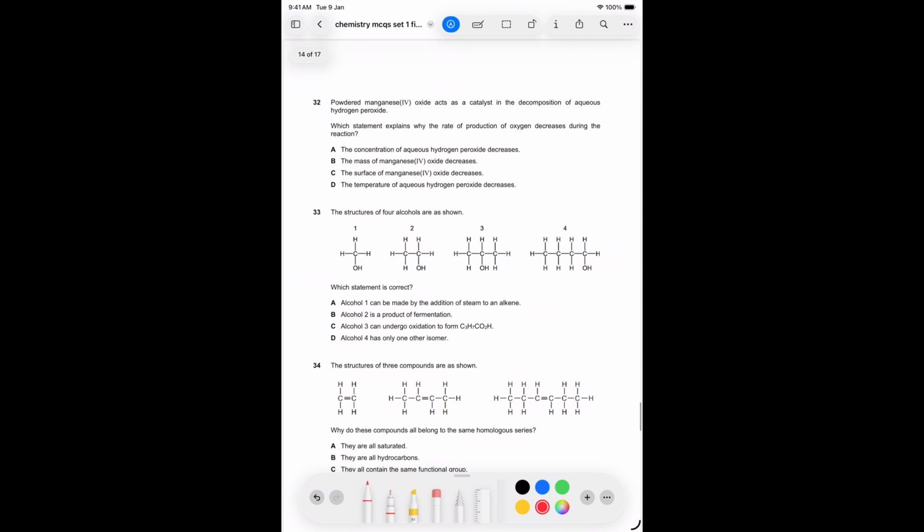32. Powdered manganese oxide is a catalyst for your hydrogen peroxide. If you want the equation, this is the equation, H2O2. It will just decompose, it won't react with anything else. It will give you water plus oxygen gas, and the ratio is 2:1. So you produce water and oxygen gas in the end. Which statement explains why the rate of production of oxygen decreases during the reaction? It will decrease because there are less and less reactants as the reaction proceeds.